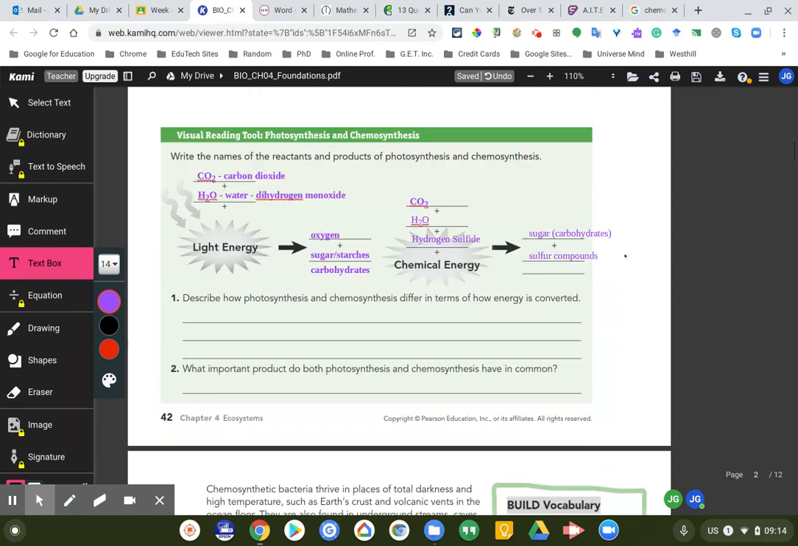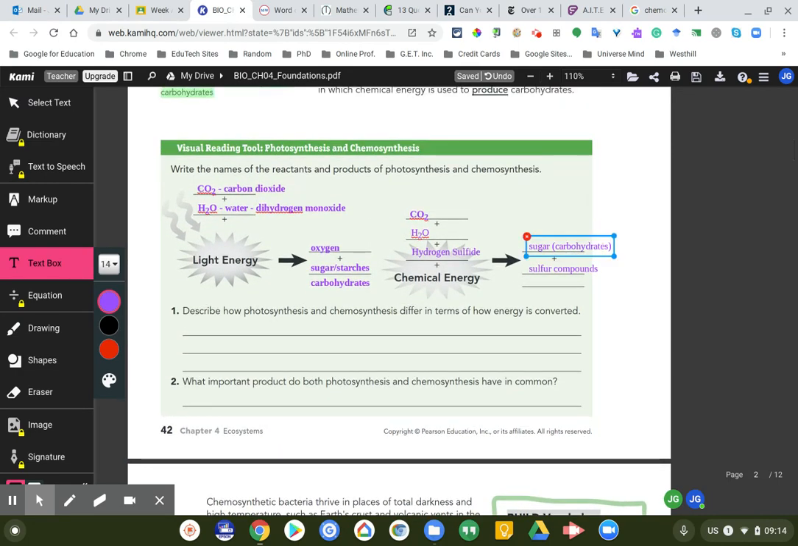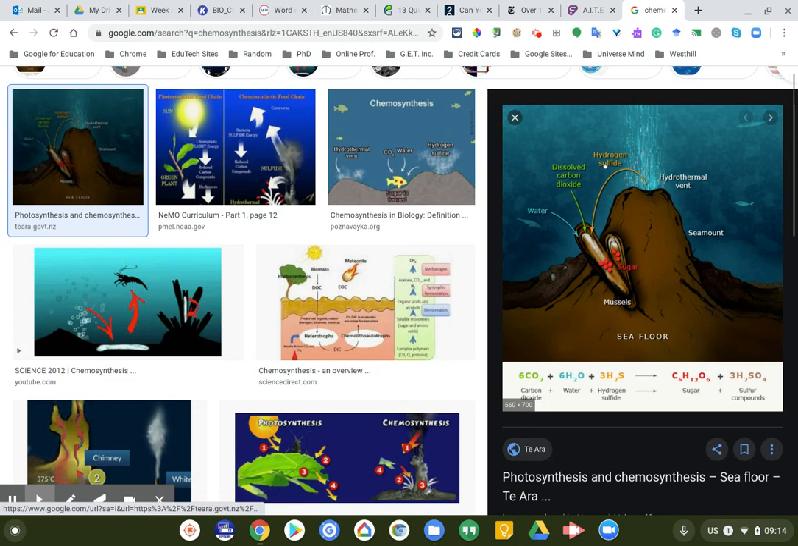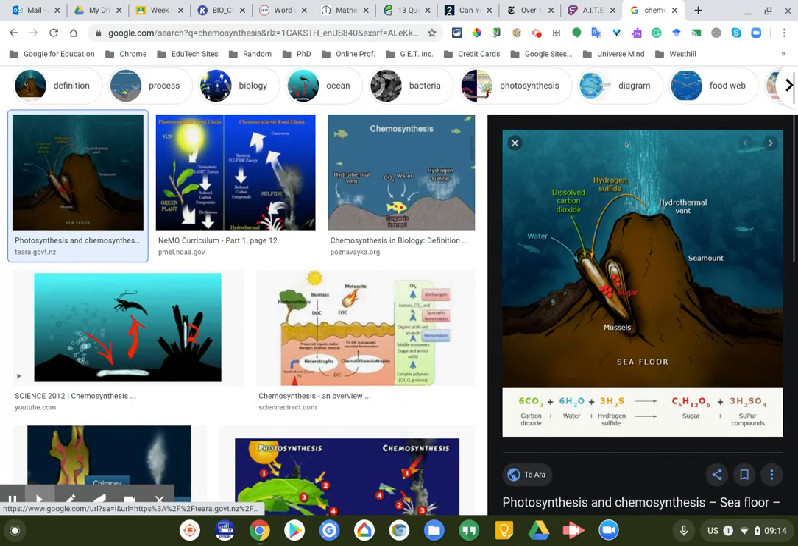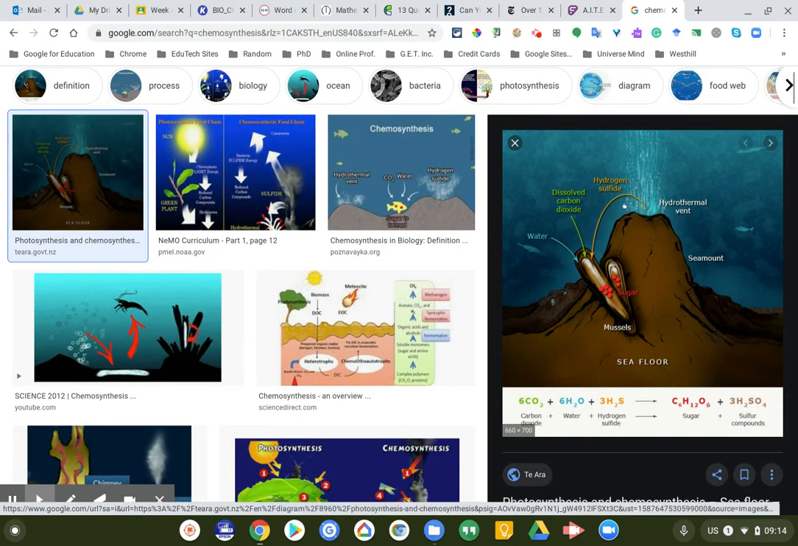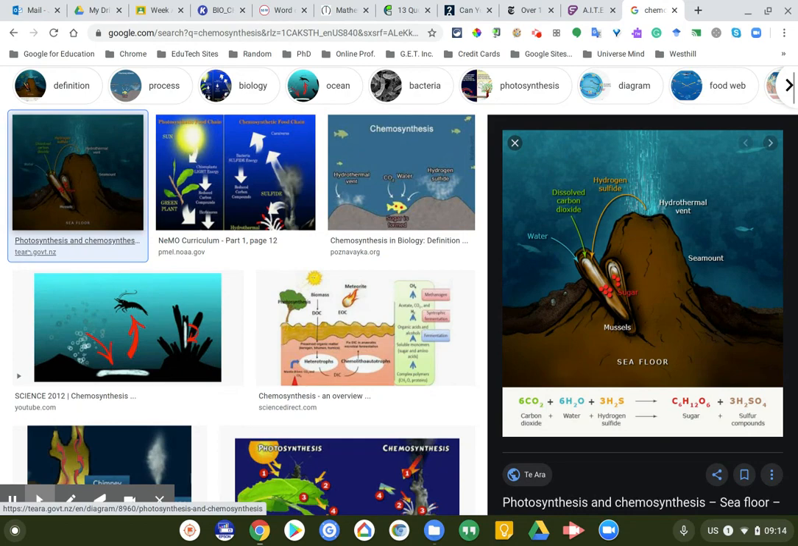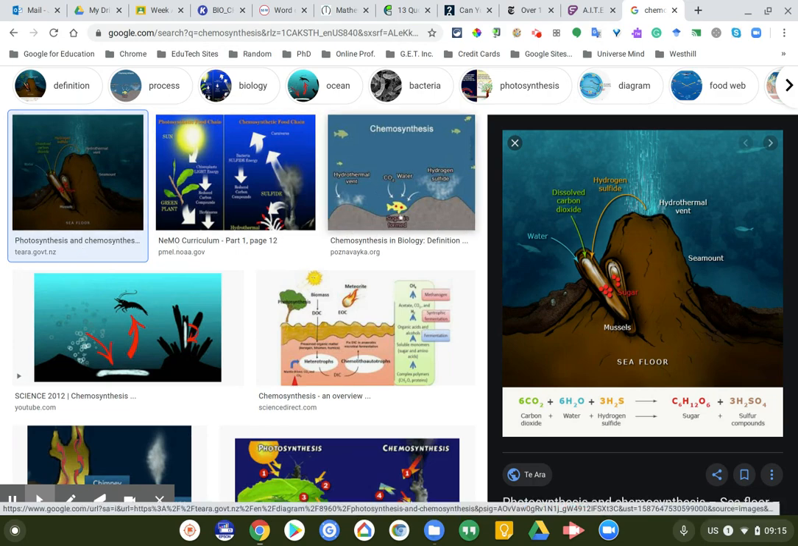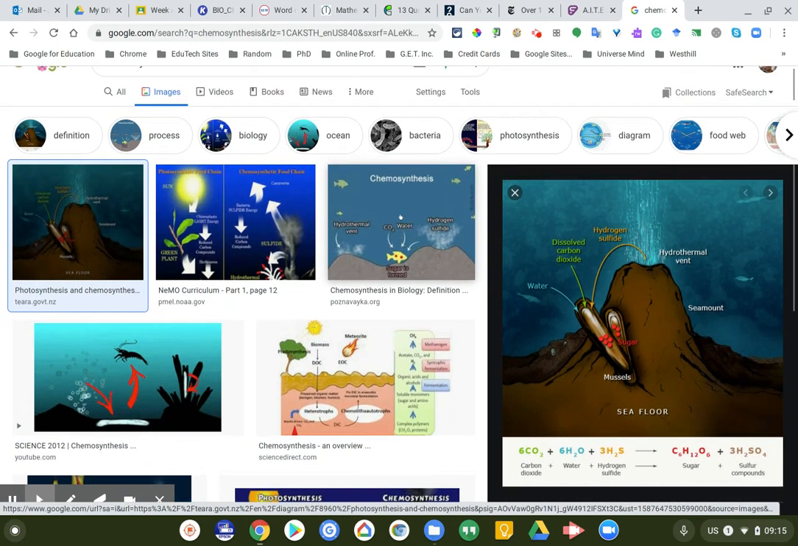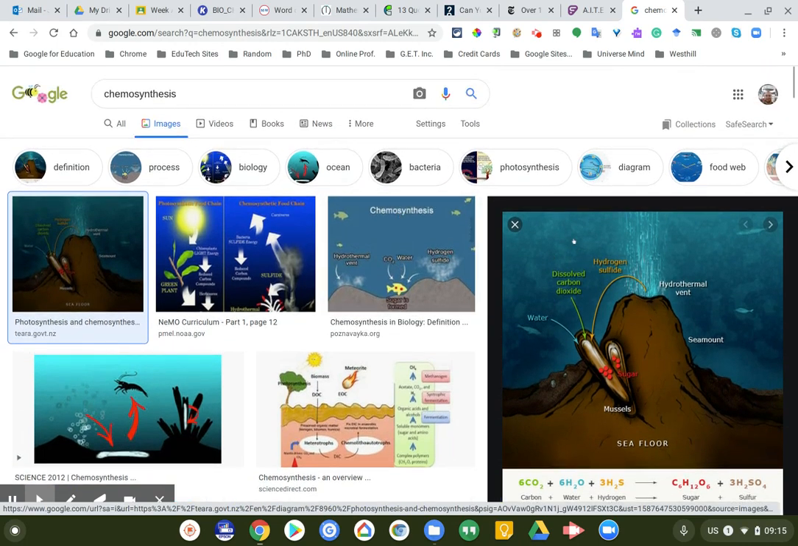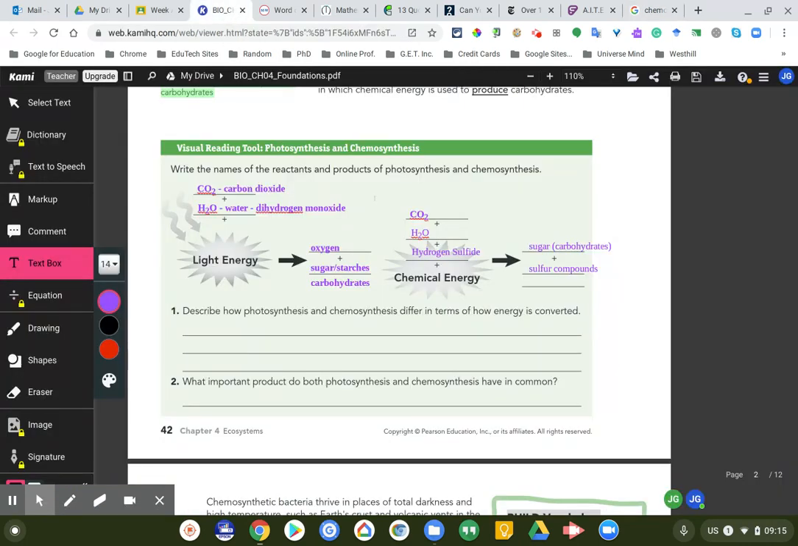So, like I said, I did have to look that up. Sometimes Google can be your friend if you get to a good site. This is actually from the New Zealand government website. There's some other stuff going on here too, but that's basically chemosynthesis. Let's go back here.